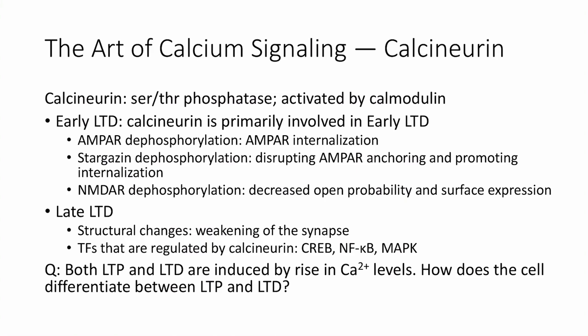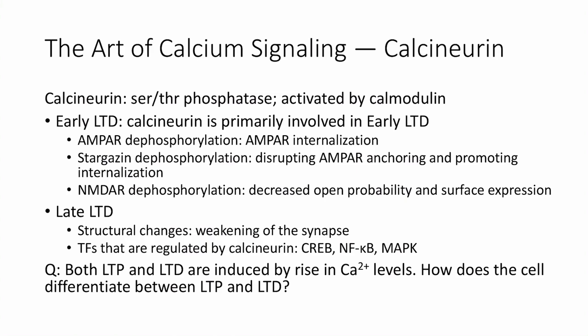The answer is that LTP and LTD depend on the level of calcium that is present. So when there is a repetitive, strong stimulus, the NMDA receptor will be highly active and the resulting calcium influx will be high. When the calcium level is high, CAM kinase gets activated and LTP occurs, and when the calcium level is weak, then calcineurin gets activated and LTD is induced.